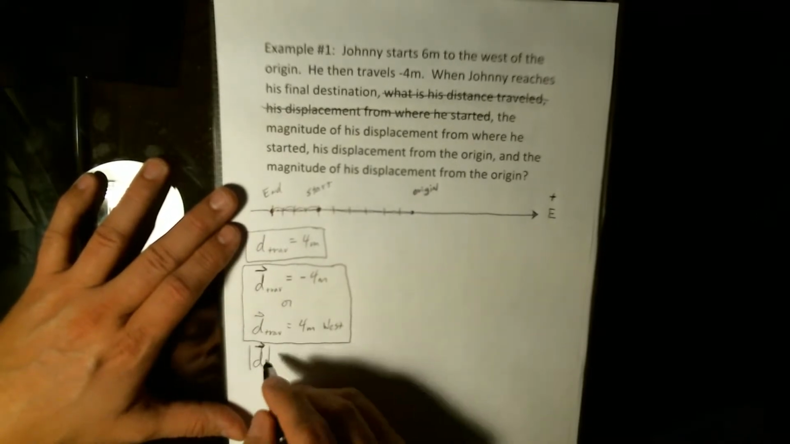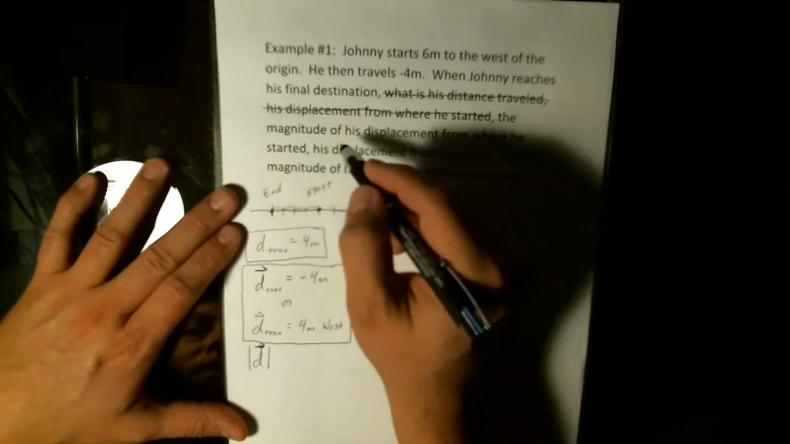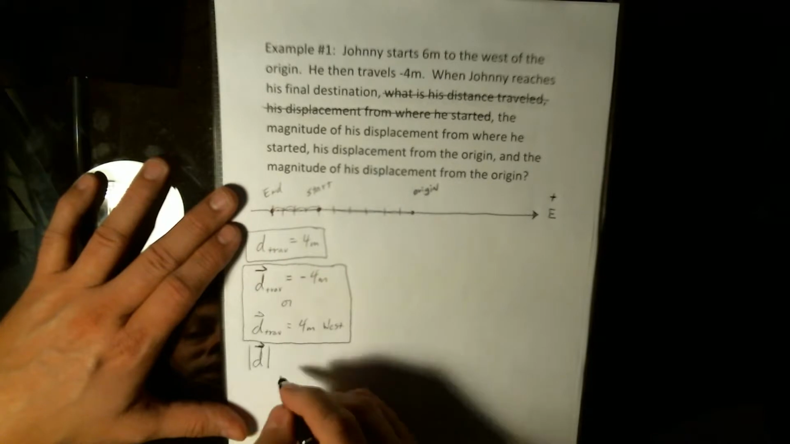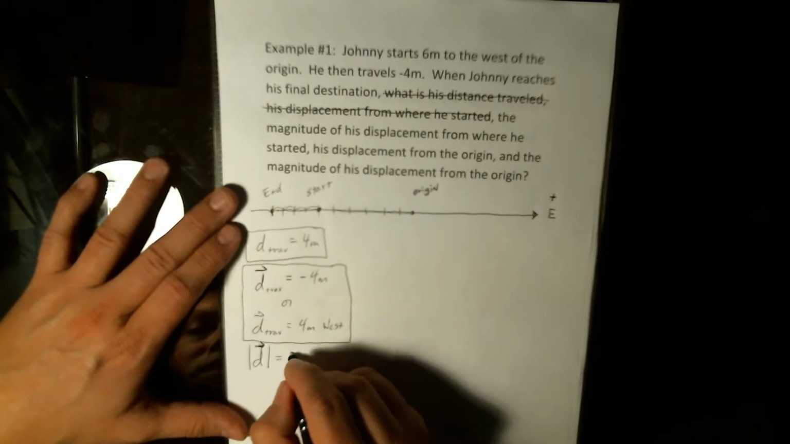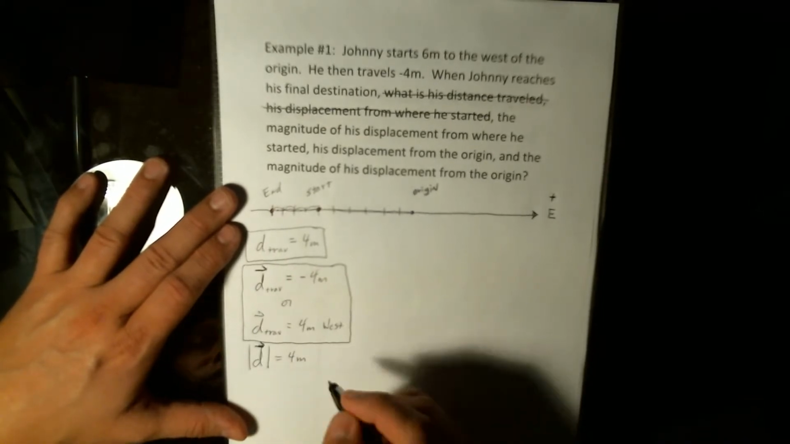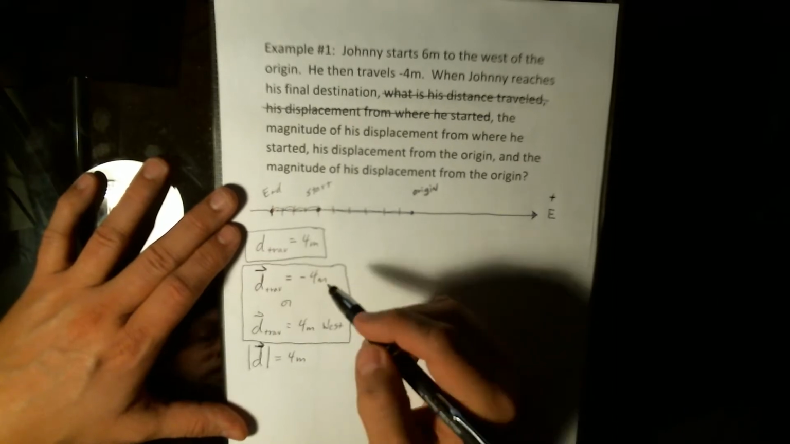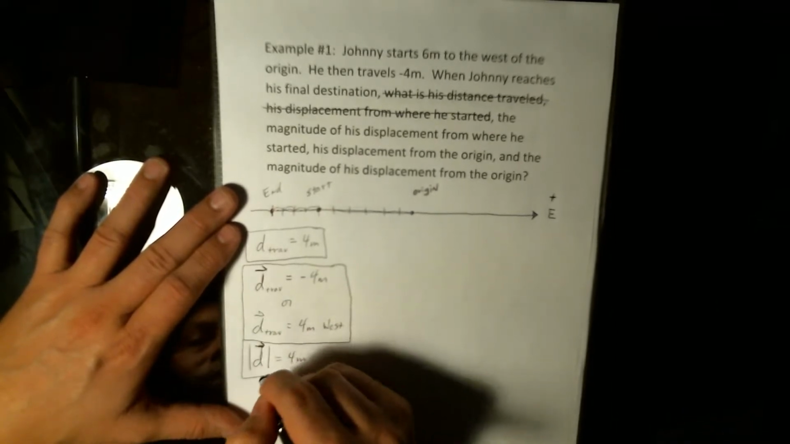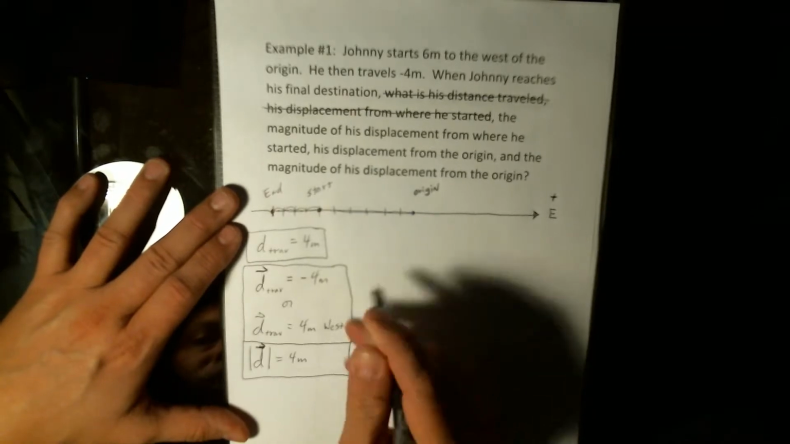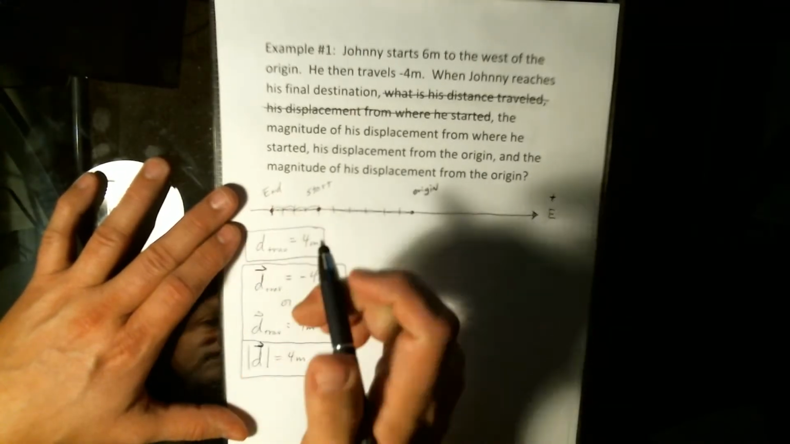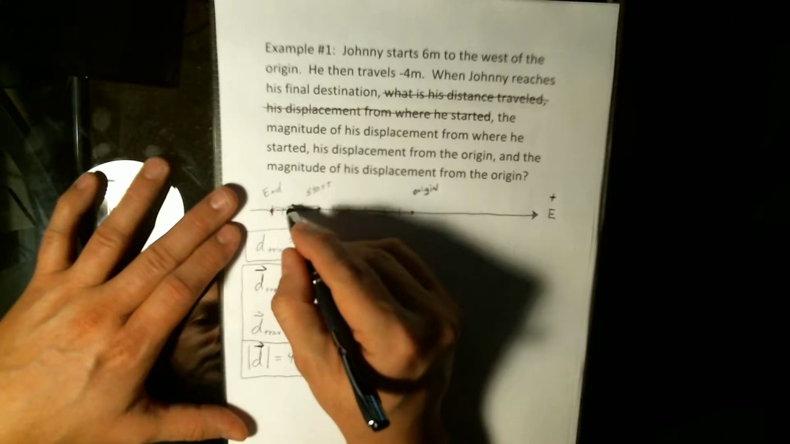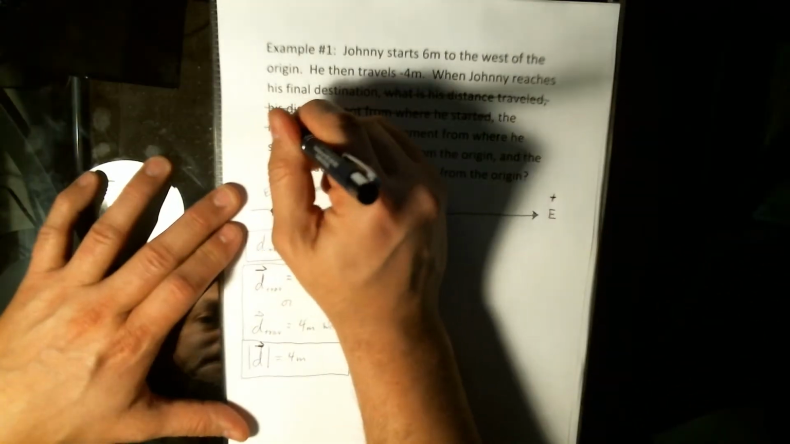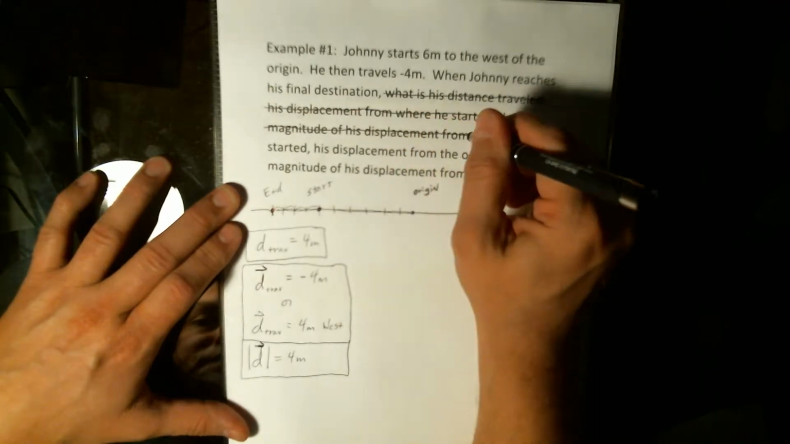So the magnitude of the displacement, the symbol I'm going to use for that is the absolute value of the displacement, and that's going to be equal to 4 meters. I've taken off the direction information, which is the negative or the west. That's gone. Because the length of this is just 4. 1, 2, 3, 4. So now I've taken care of the magnitude of the displacement from where he started.